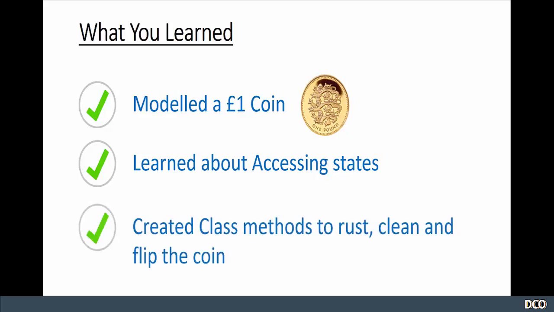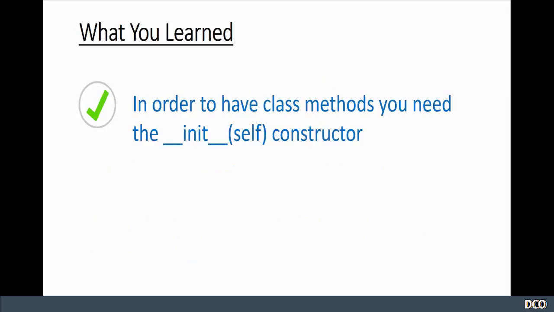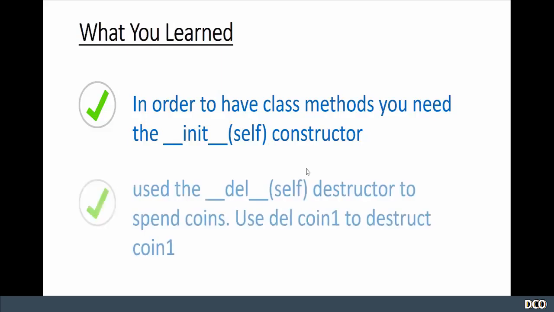But then by doing it in that way, we found it was good for one-off things, but it was a bit tedious if we wanted to change a lot of our states, or we wanted to change our states in a very repeatable fashion. A better way to do it is to create class methods, and we created class methods that could rust, clean, and flip our coin. But in order to have class methods, you need the Python constructor, which is the __init__ function, and we use this self syntax to refer to the current instance.